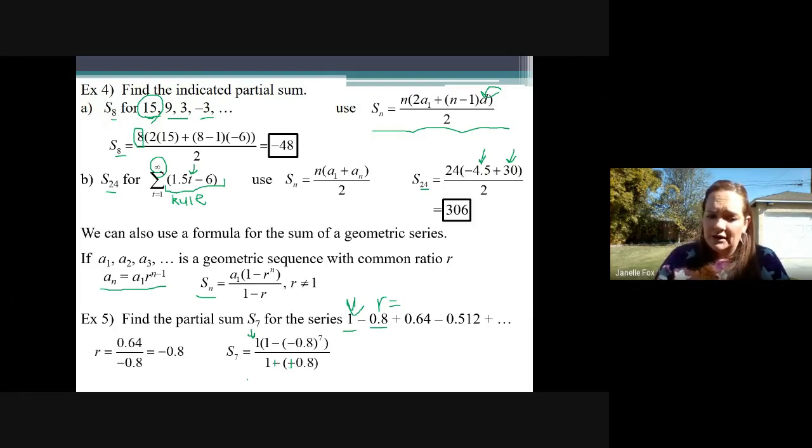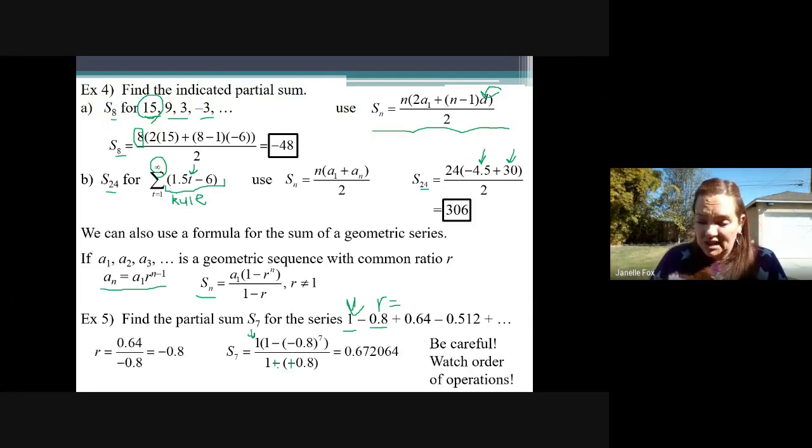In your calculator, I'm going to walk you through it super quick. You're going to do parentheses around negative 0.8, close the parentheses, raise it to the 7th power. Then go 1 minus that answer, multiply by 1, and then divide by your 1.8. And just like that, we get an answer of 0.672064. We got it. Just like that, we're good to go.